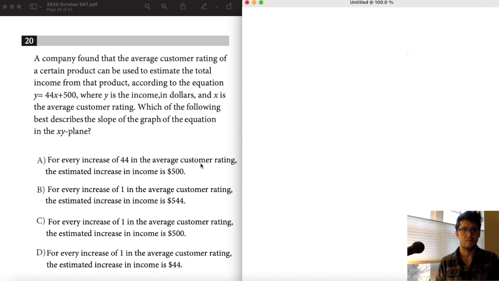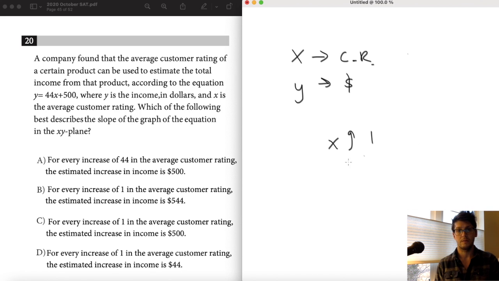So income goes up 44 if customer rating goes up 1. That's answer choice D. Right? So x is, you could start by just writing down something like x is customer rating, y is money. And then you say when x goes up 1, y goes up 44. I know that's not very official, but that's the way I think on this test, and it's really helped me.